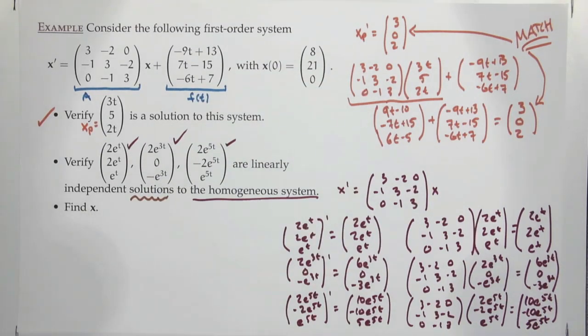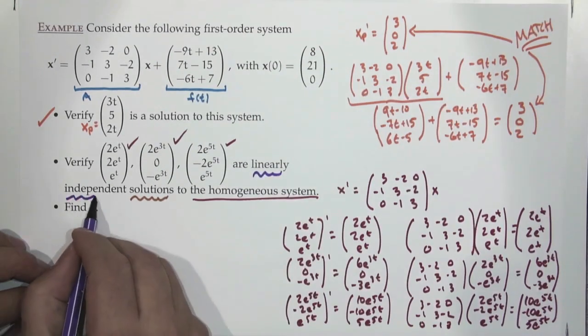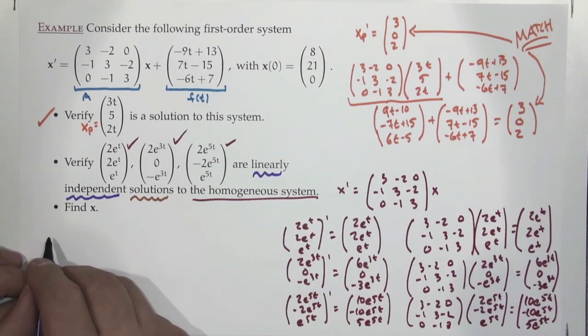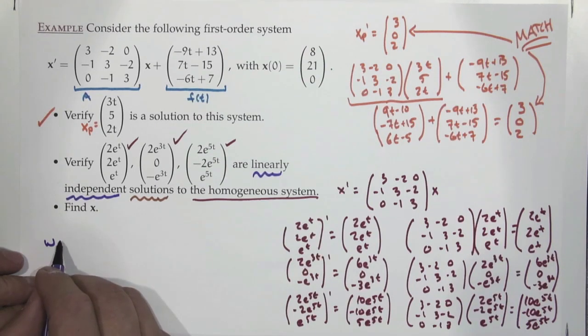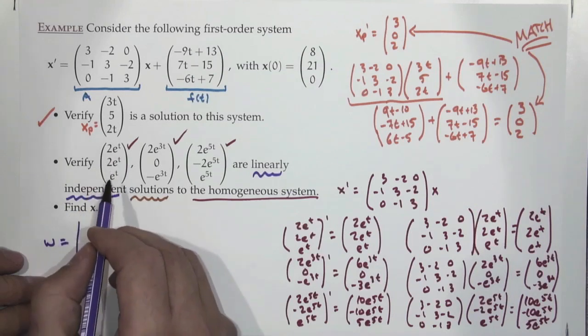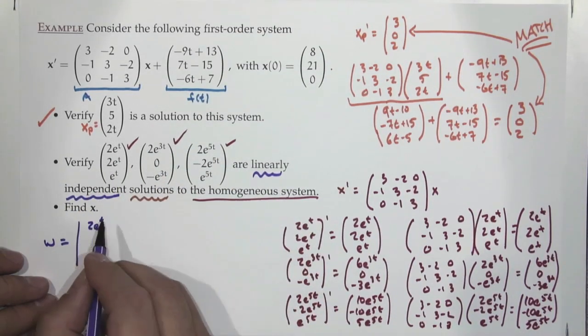Are we done with our bullet point? What's missing? Got to check linear independence. How do we check linear independence? The Wronskian. Hello, Wronskian, our old friend. It's great to see you once again. So, the Wronskian, we're going to take a determinant. Each function is its own column.